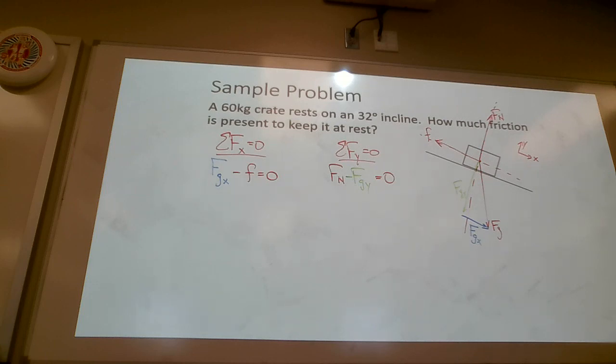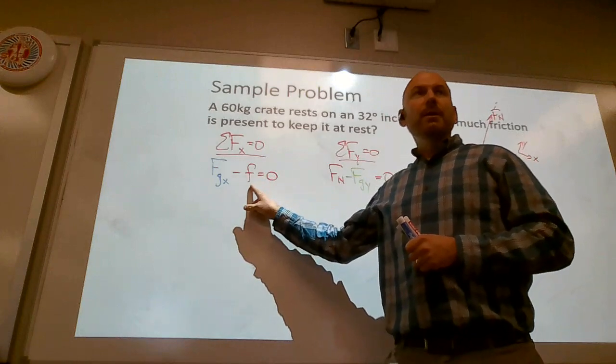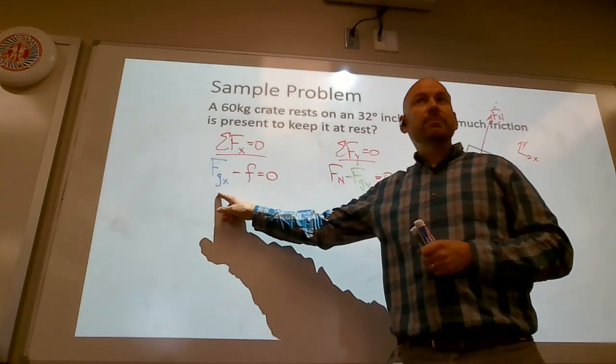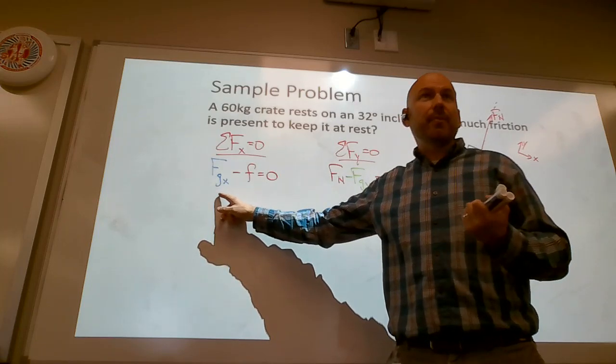So let's start engaging in the numbers. Okay? So a 60 kilogram crate rests on a 32-degree incline. How much friction is present to keep it at rest? What are we ultimately trying to solve for? Friction. Where do we find friction? Right here. So if I can find FGX, I've solved the problem. Does that make sense?